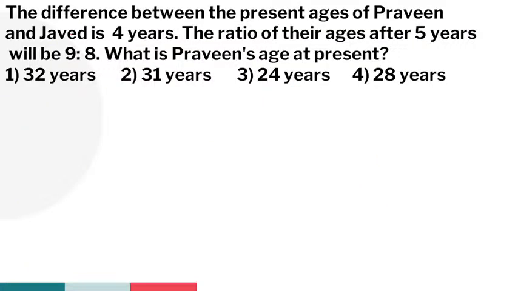Right, move on to next one. The difference between the present ages of Praveen and Javed is 4 years. The ratio of their ages after 5 years will be 9 is to 8. What is Praveen's age at present?